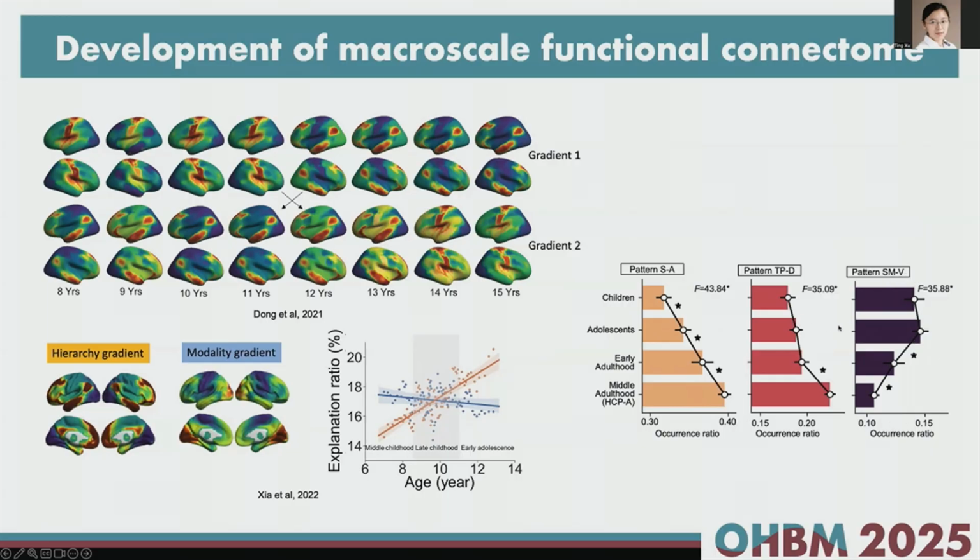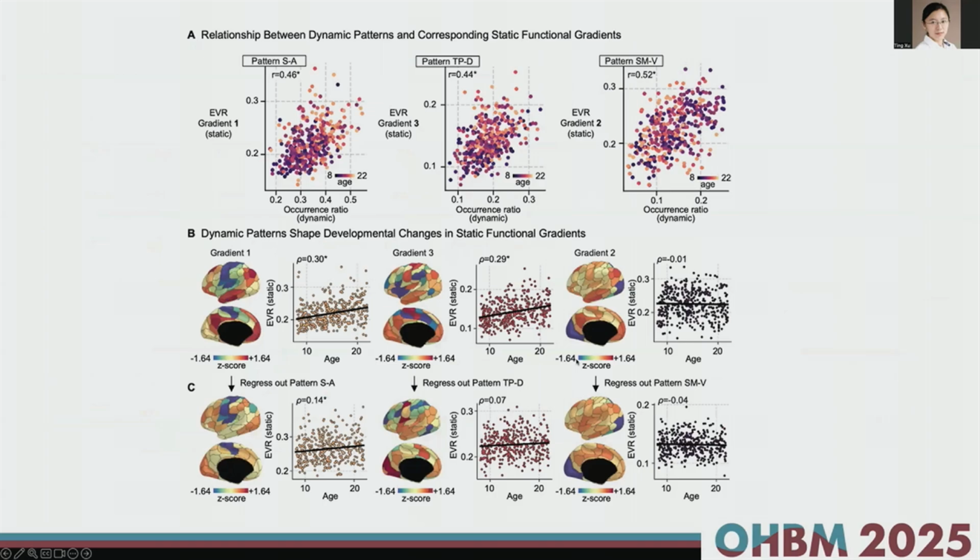So to explore this relationship further, we directly compare the occurrence ratio of the dynamic patterns with the explained variance of the corresponding static gradients. So here in the top scatter plot, you can clearly see a positive relationship between the occurrence ratio of dynamic patterns on the x-axis and the explained variance of the corresponding static gradients on the y-axis.